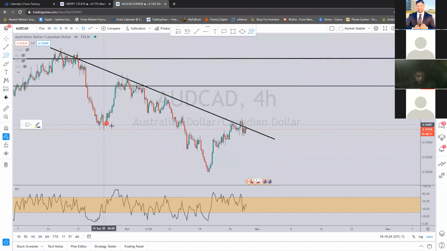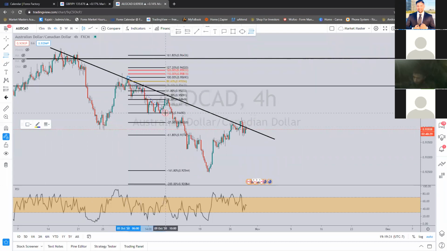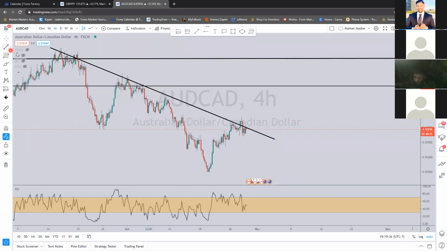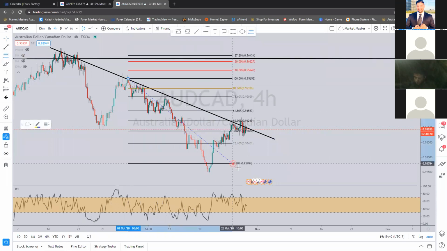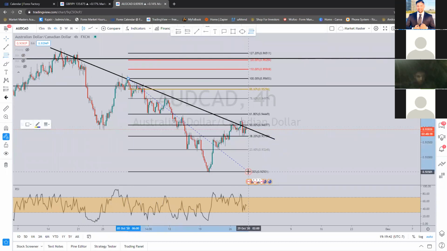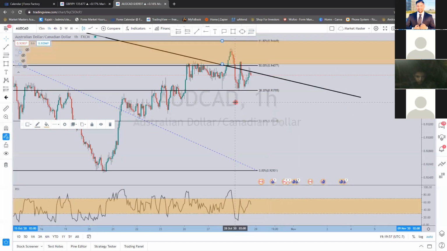I can already tell here if I was to do my fibs from here, this 38.2, okay. This main point to this one. All right. Getting my fib zone between 50 and 61.8. Going smaller.